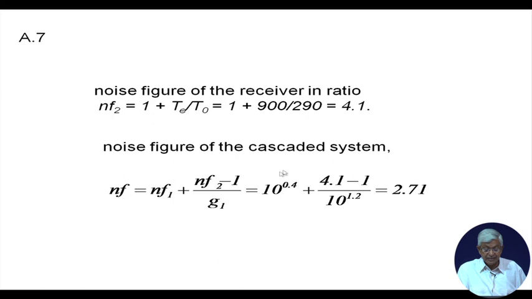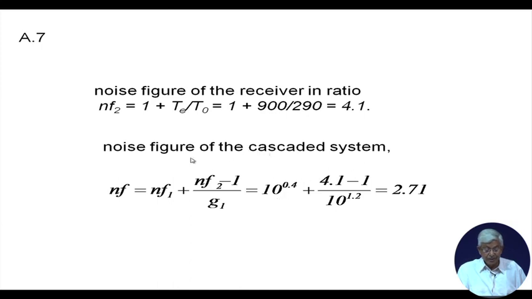Noise figure of the cascaded system. The overall noise figure will be the first system noise figure, plus the second system noise figure minus 1 by G1. So, this is the cascaded formula. Now, these are all in ratios, that is why small letters are written.